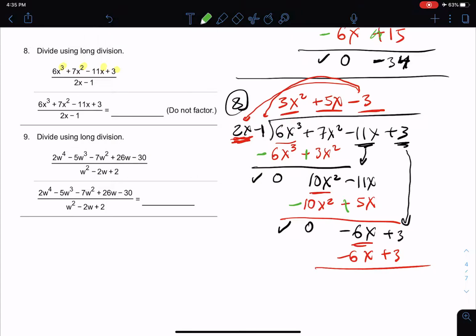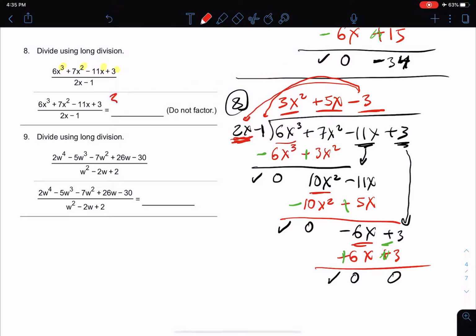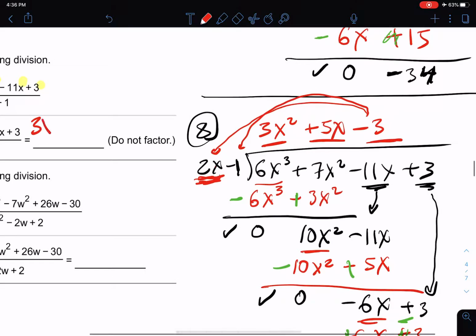So now we have to subtract, and remember polynomial subtraction just means to change those signs and add them up. And when I change the sign, I get a 0. Good, that had to happen. And oh, bonus, I get another 0, which basically just means there's no remainder. So now we're going to write our answer down. I'm going to zoom in because of space. 3x squared plus 5x minus 3, and that's the answer.